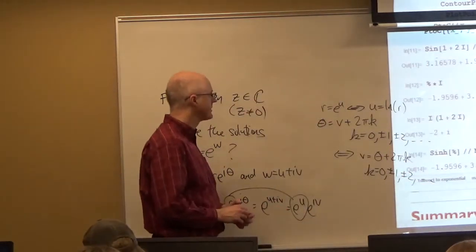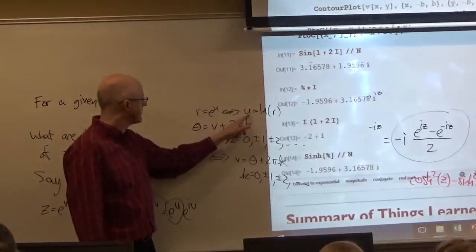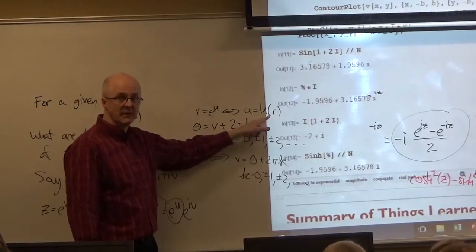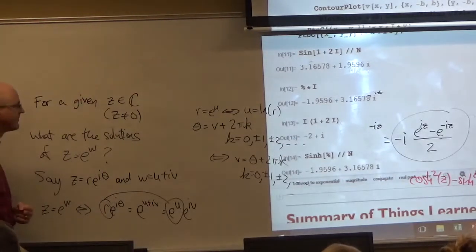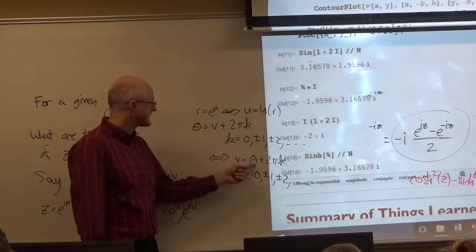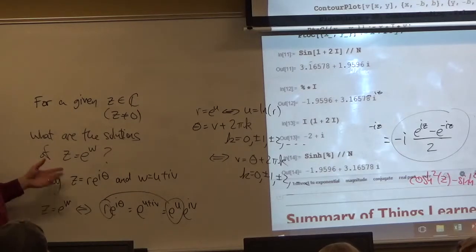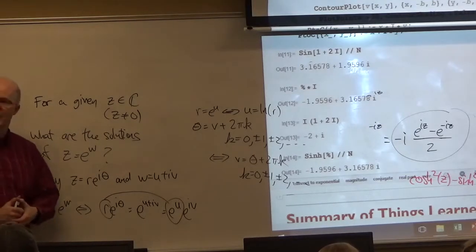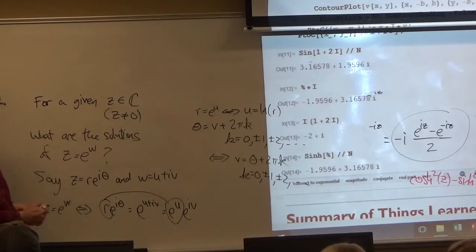So any number w with the property that its real part is the ordinary natural log of the modulus of z, and whose imaginary part is the same as the argument of z plus some integer multiple of 2 pi will be a value of w that makes this true. Will be a solution to this, and therefore will be a logarithm of z.